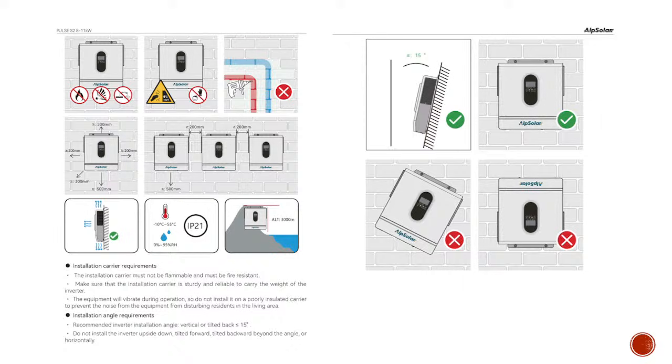So, installation carrier requirement: you must ensure that the person carrying the inverter is heavier than the inverter, so that you don't break it. So I cannot install G2, it's heavier than me. I would rather require the help of people. The installation carrier must not be flammable and must be fire resistant. It talks about the carrier being sturdy and reliable to carry the weight of the inverter.